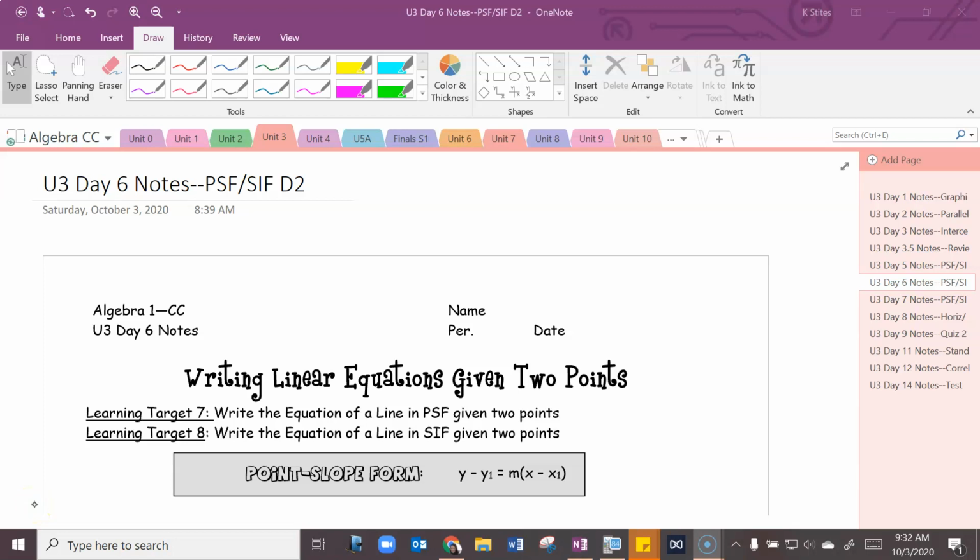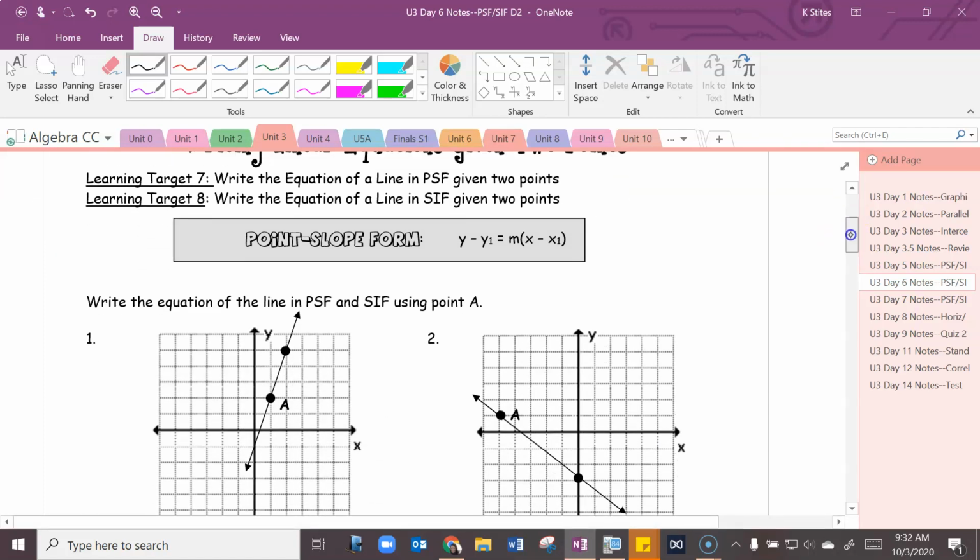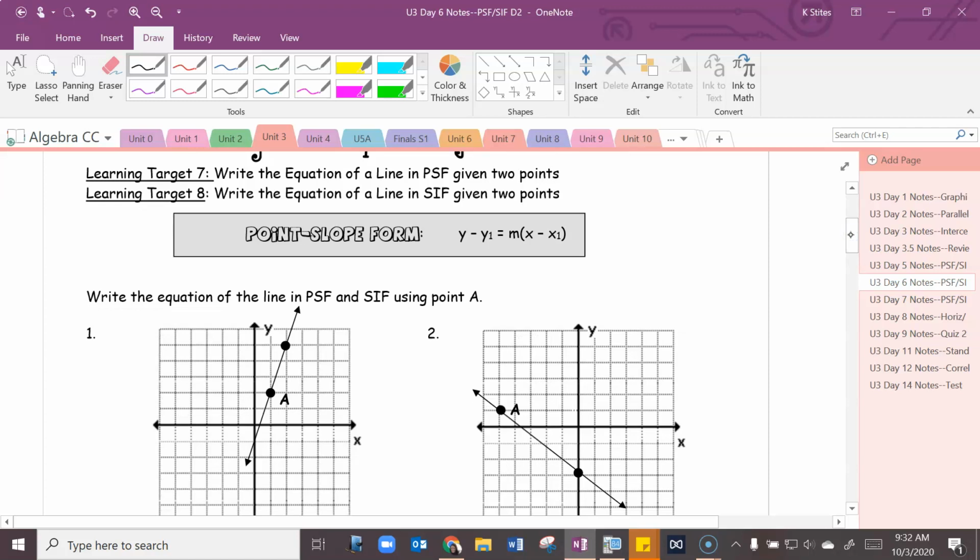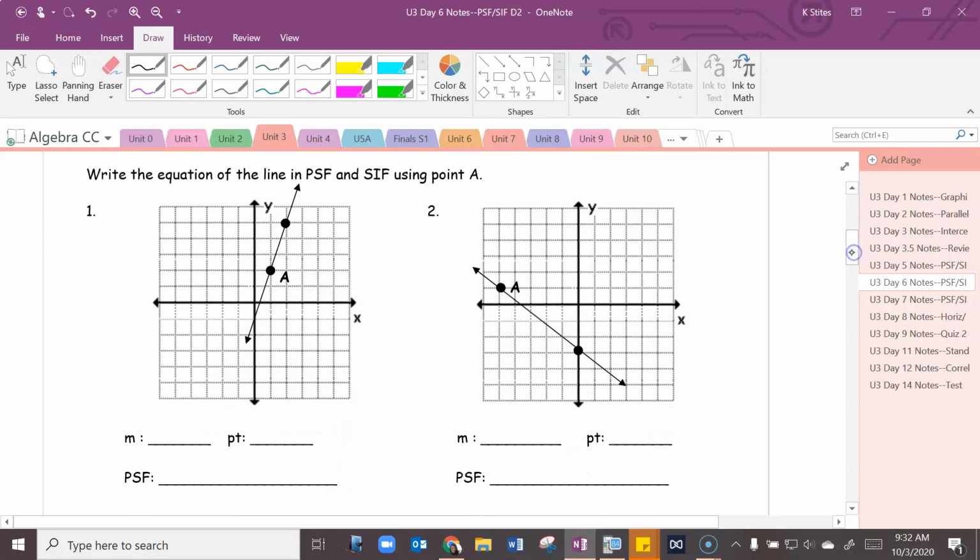Hello Algebra 1. Today we are continuing with point slope and slope intercept form, but today we are going to write point slope and slope intercept form given 2 points. So here's our point slope form again. This is the equation that we used yesterday. We are going to start off today by taking a graph, identifying our slope and our point, and then we'll move from point slope form to slope intercept form.